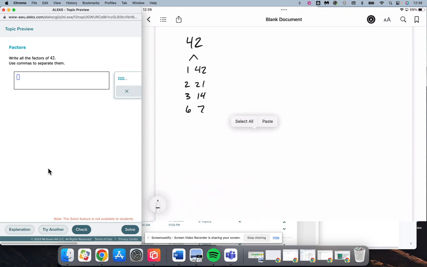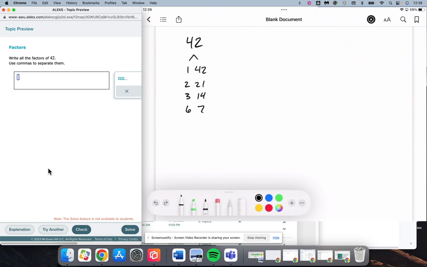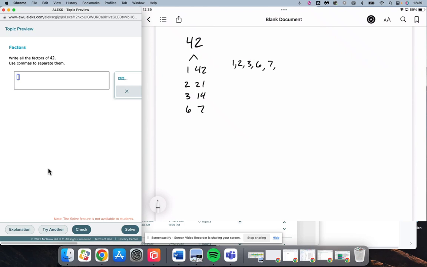So I just count down the left in order. 1, 2, 3, 4 doesn't work. 5 doesn't work. 6 works. And then I would go to 7, but I've already got 7 listed right there, so I know that I'm finished. And so if I was to look at this list, I would have 1, 2, 3, 6, 7, 14, 21, and 42.